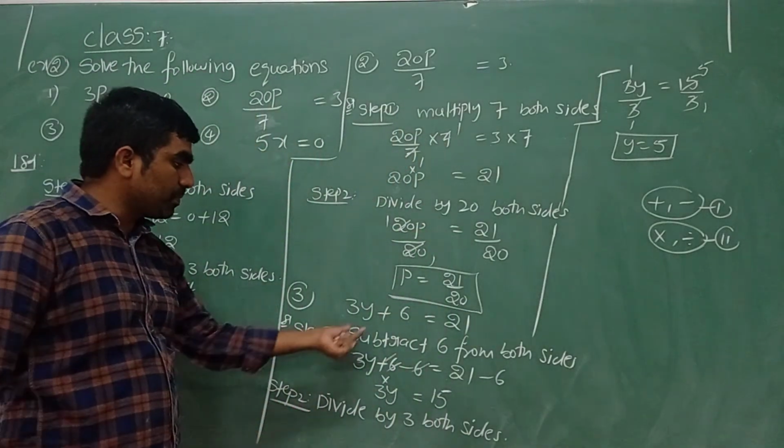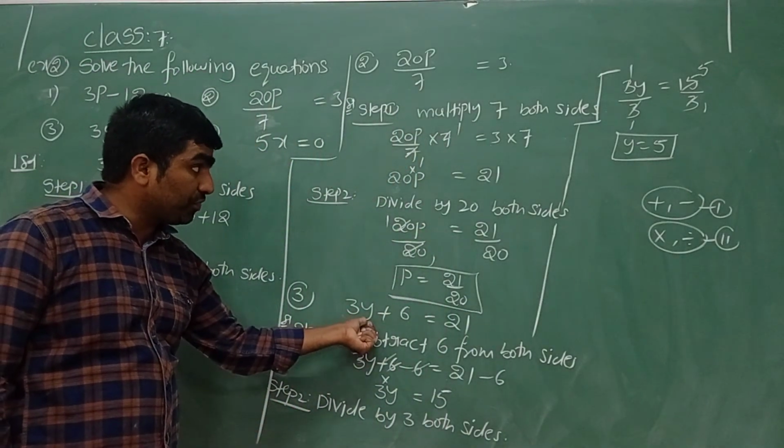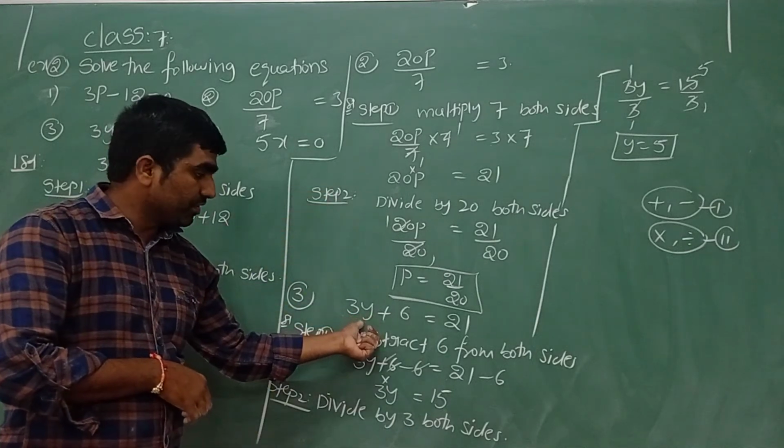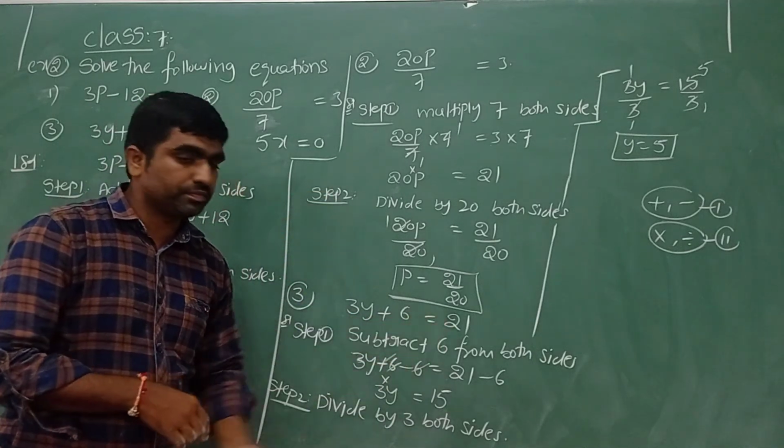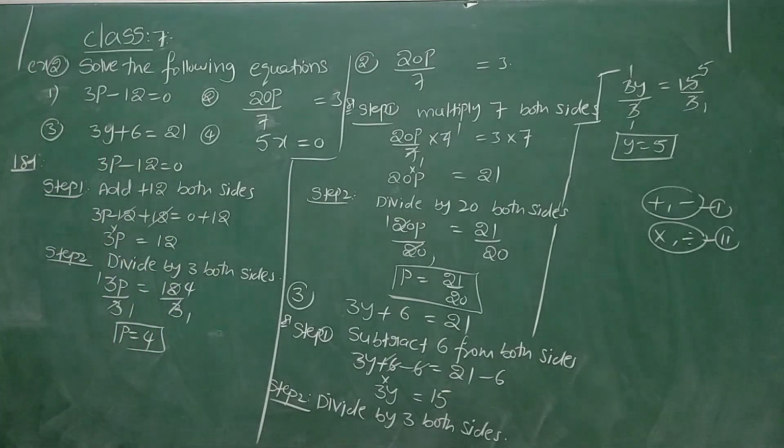Still, if you want to verify, you can substitute here. 3 into y, 3 into 5, y value 5, 3 fives are 15. 15 plus 6, 21. 21 is equal to 21. You can go for checking also.